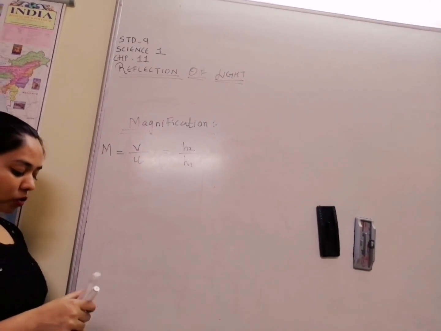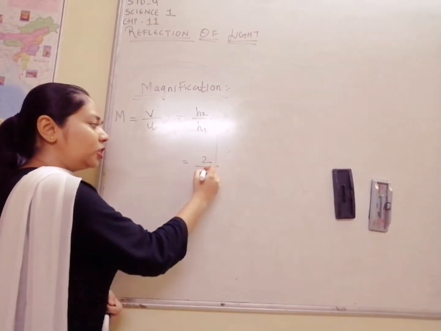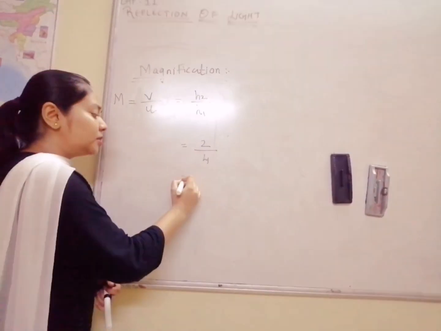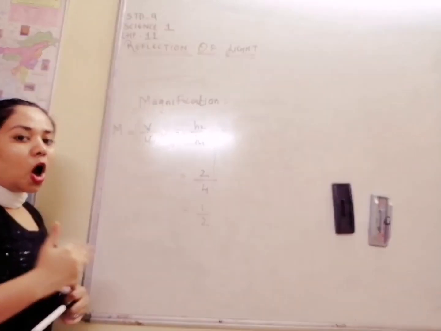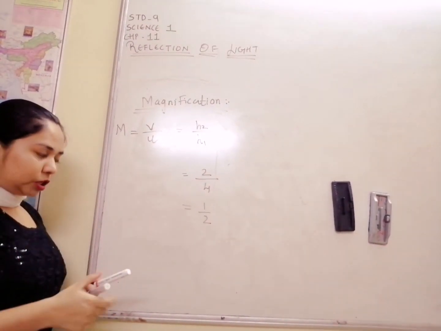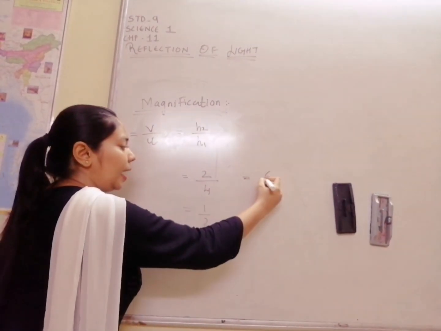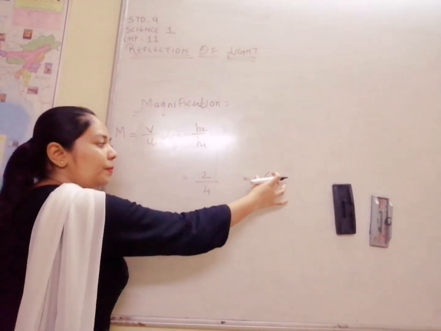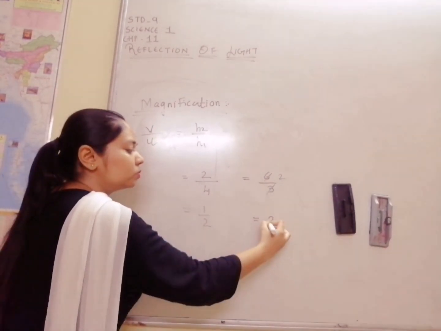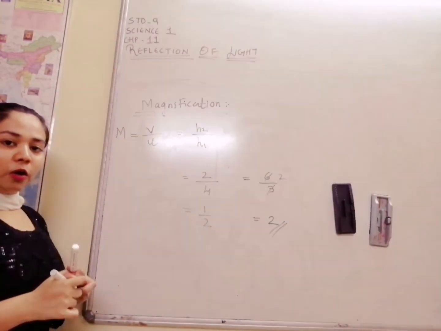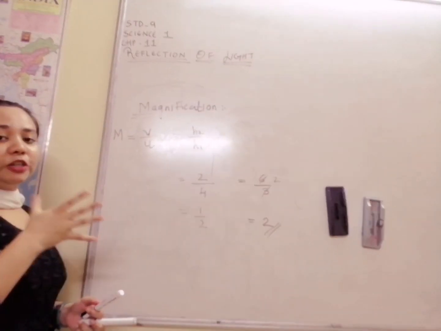If suppose my height of the image is 2 and the object which I placed was 4, the answer comes out to be half. So now the image formed is half the height of the object. For example, suppose the height of the image is 6 and the height of the object was 3. The answer comes out to be 2. Now the image has been magnified. It will be twice the height of the object.